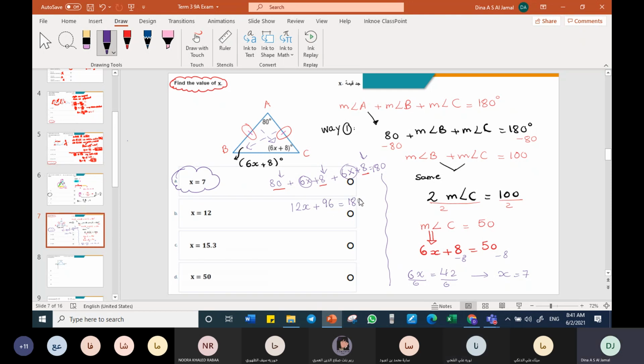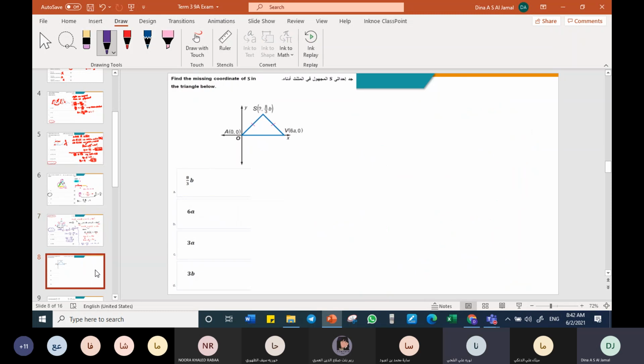Equal to 180. Now, minus 96. 180 minus 96, so what will your 12x be? 84. Now dividing by 12 gives us 7. Excellent. So you have two ways. Choose whatever you would like to. Good? Now, let's see the other part.